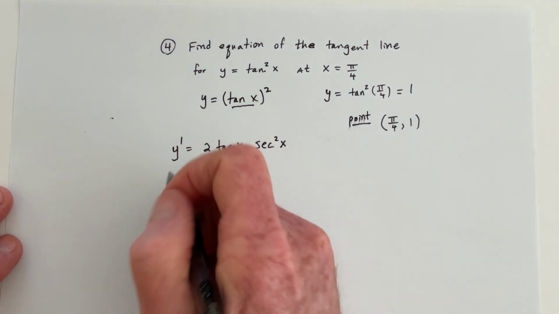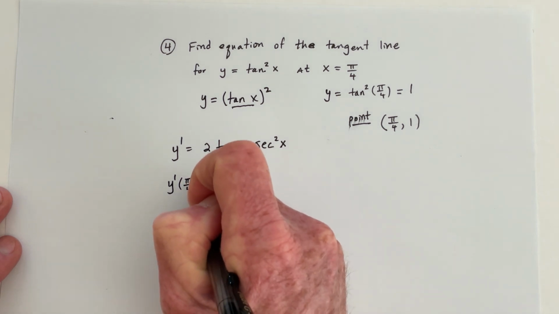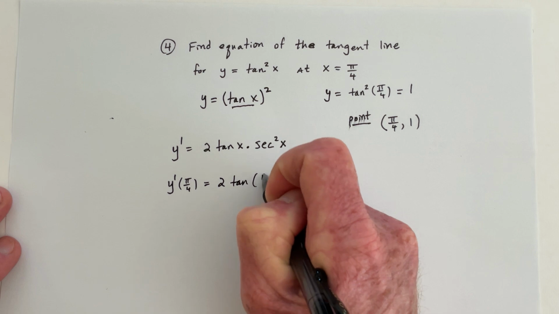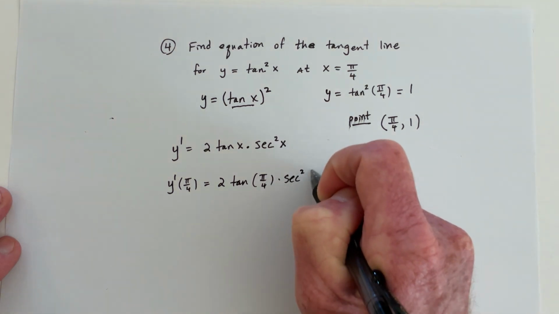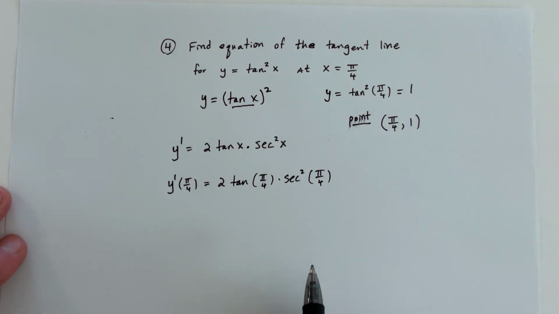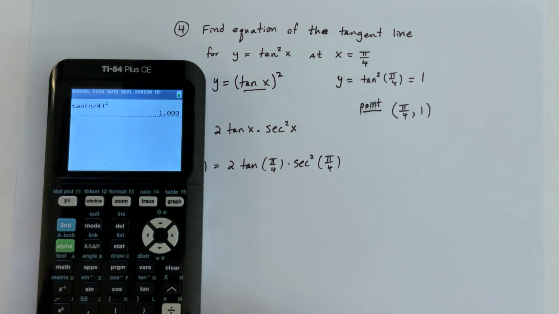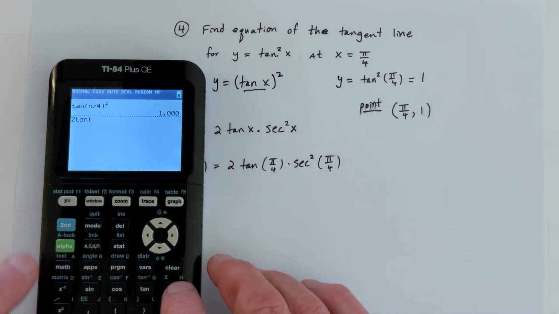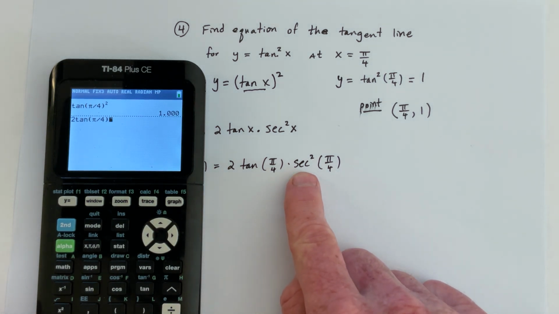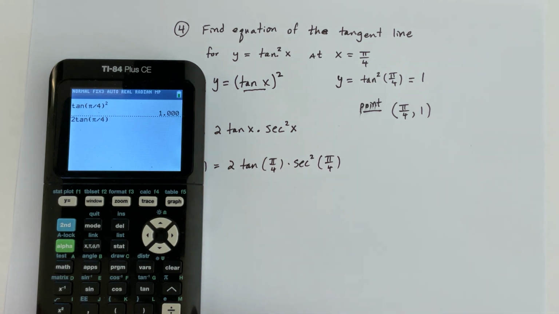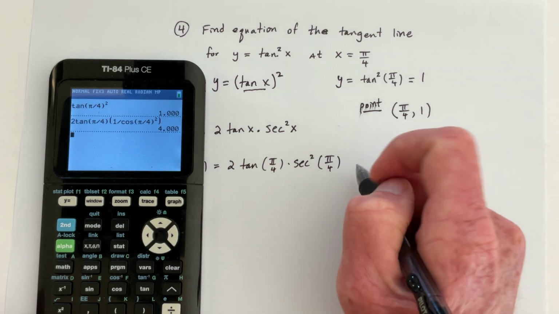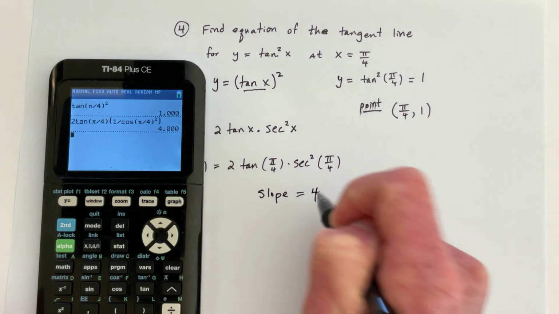Now I need to plug in the pi over 4. So y prime, when I plug in pi over 4, will be 2 tangent of pi over 4, and then secant squared of pi over 4. And perhaps you know these values from the unit circle or something like that. If not, that's fine. You can go 2 tangent of pi over 4, and then for secant, I need to use 1 over cosine. So then times 1 divided by cosine, and then put the pi over 4, and then the squared. So it turns out that the slope is equal to 4.